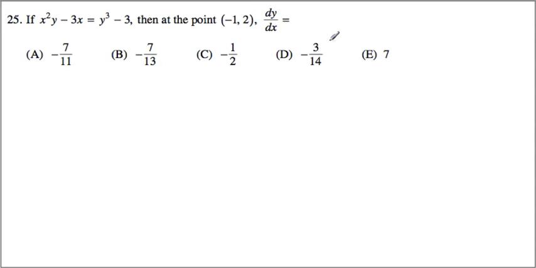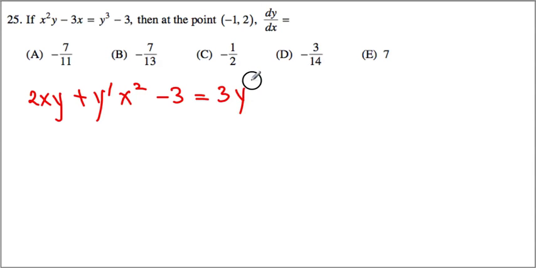Here we have to take the derivative. This is implicit differentiation here, using the product rule. Then we end up getting 2x times y plus y prime times x squared by the product rule, minus 3, which is equal to 3 y squared times y prime, and then derivative of negative 3 becomes 0. So let us plug in negative 1 and 2.